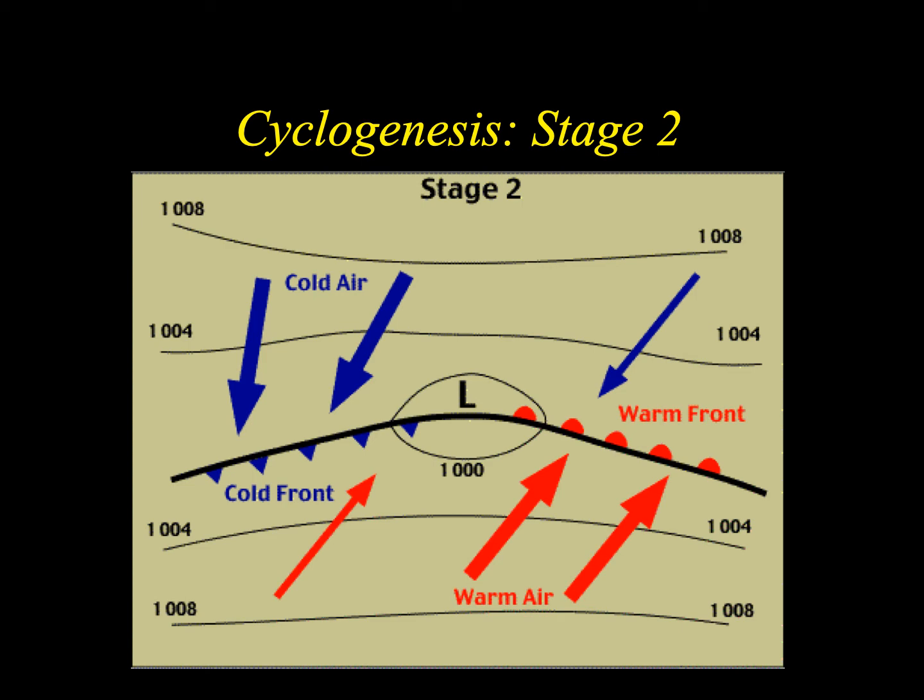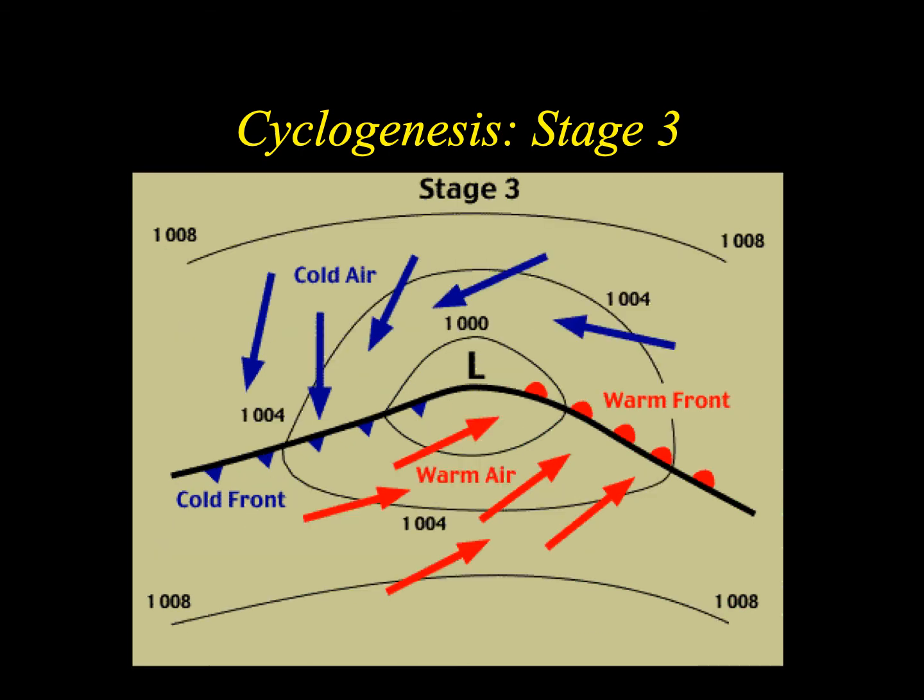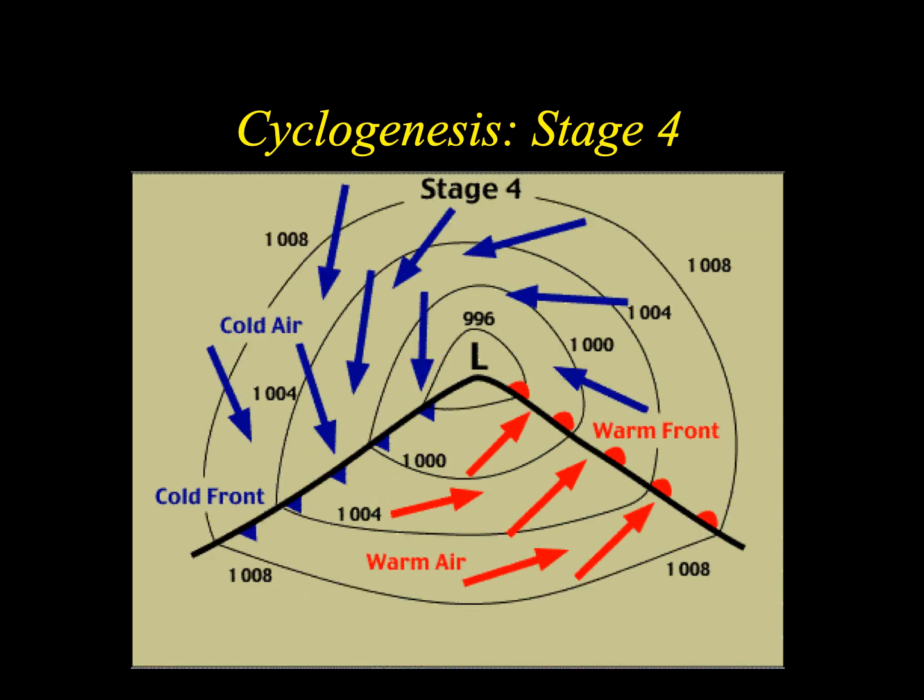Cold air is swinging down behind, warm air is swinging up, creating a warm front. The cold air swinging down creates a cold front. And as this system develops, the pressure at the center of the low drops, and the front develops more of a wave-type shape. Circulation is counterclockwise. There's stage 4.